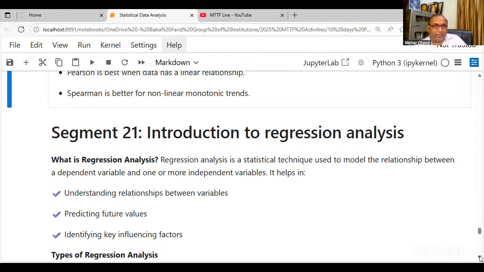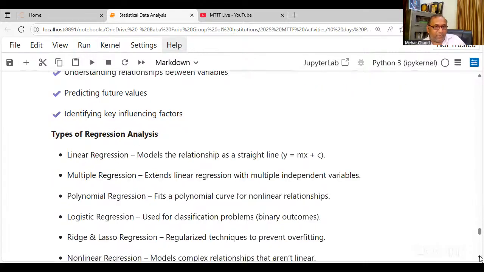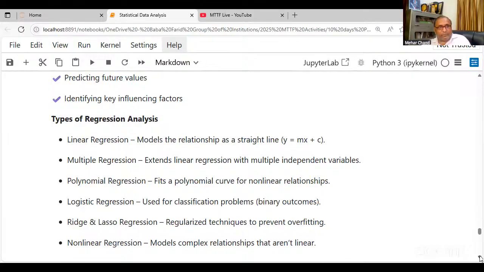Okay, and here are some types of regression analysis which we can use. The first one is linear regression, where the relationship is a straight line: y = mx + c. There will be only two variables, where m is the slope and c is the intercept on the y axis. Then we have multiple regression. Basically, we discussed this part in the beginning, but we are recapitulating it. Multiple regression extends linear regression with multiple independent variables. In the linear case, we have only one independent variable, but in multiple regression, one will be the dependent variable and there are multiple independent variables.